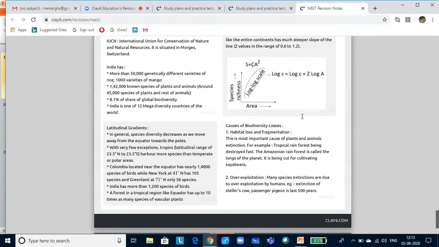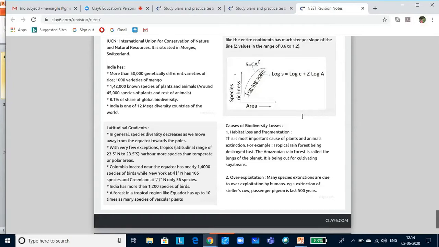So what is causing this kind of loss in biodiversity? We can summarize that as the evil quartet. That is, there are four major reasons, which is why we call it the evil quartet. First, habitat loss and fragmentation. It is the main cause of biodiversity loss. Biodiversity in tropical rainforests, like the Amazon rainforest, the lung of the earth, is being lost due to habitat loss and fragmentation.